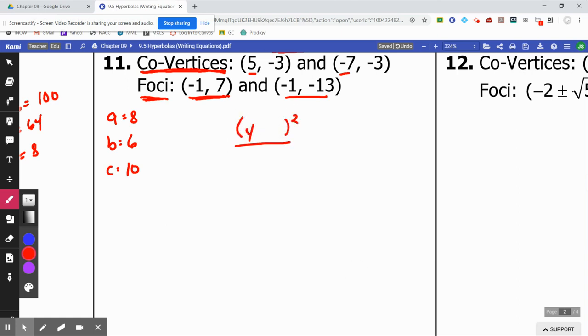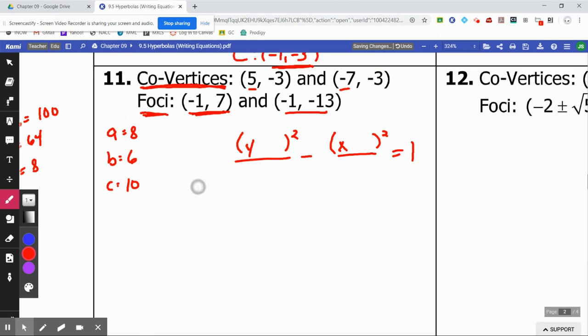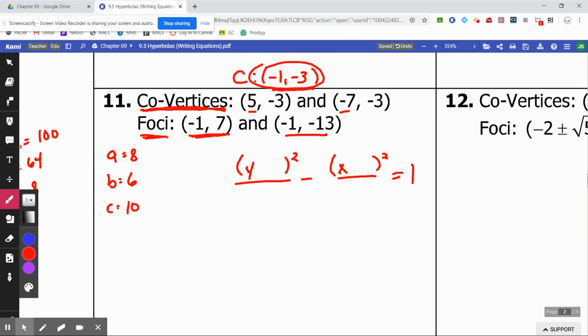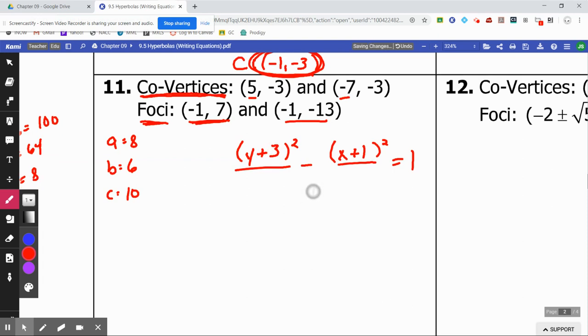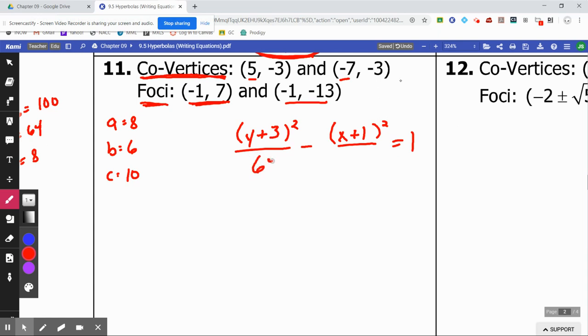Y stuff squared over a squared minus x stuff squared over b squared is equal to 1. We're going to move it left 1 and down 3. There's your transformations, always backwards. Your a squared goes under your first term, your b squared goes under your second term, and you are done. Number 12.